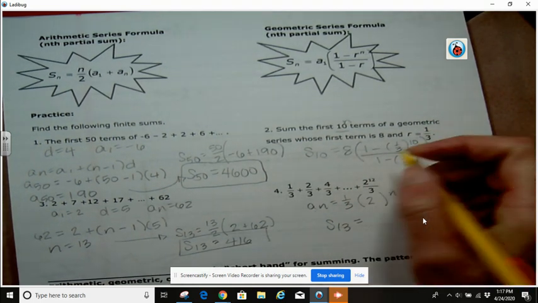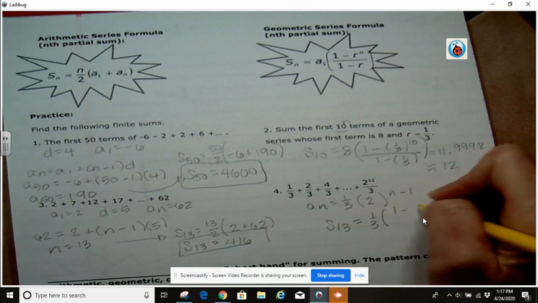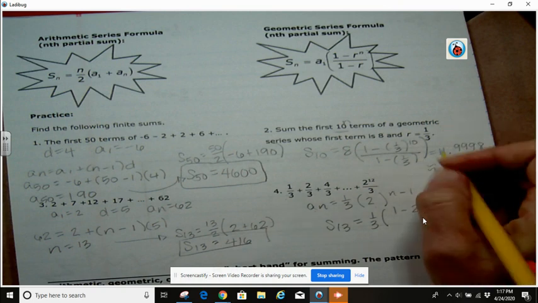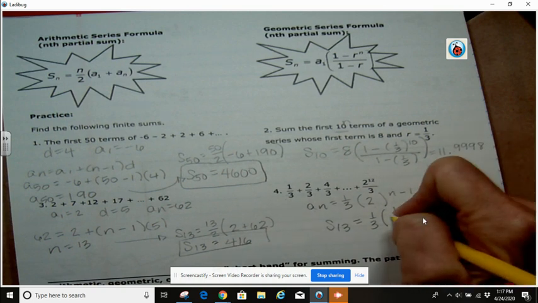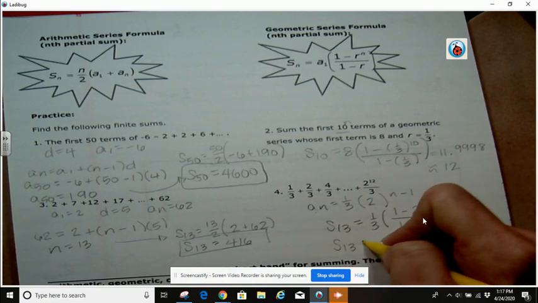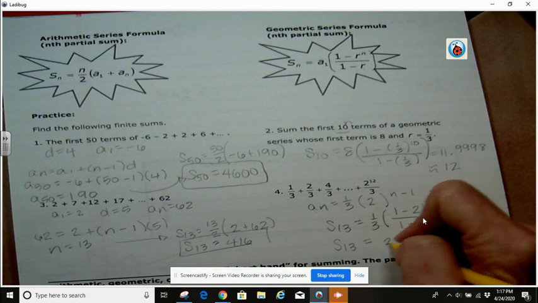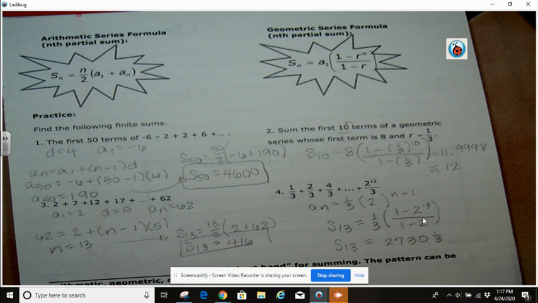Or you can substitute this value for a sub n and solve for n. So we want the sum of the first 13 terms: a sub 1 times 1 minus r to the nth power, over 1 minus r. And the sum of the first 13 terms, you should get 2,730 and 1/3, or 0.3 repeating.